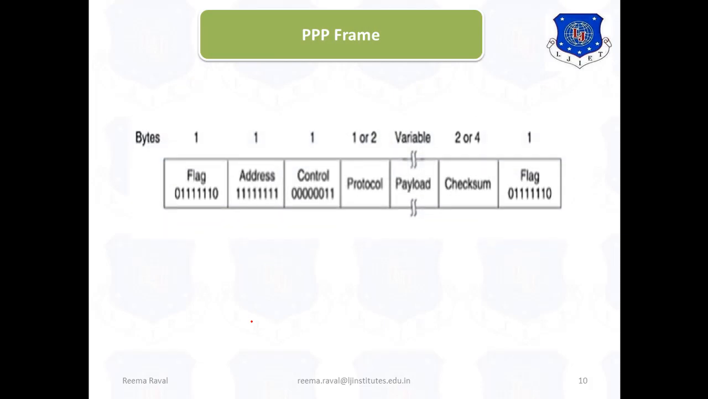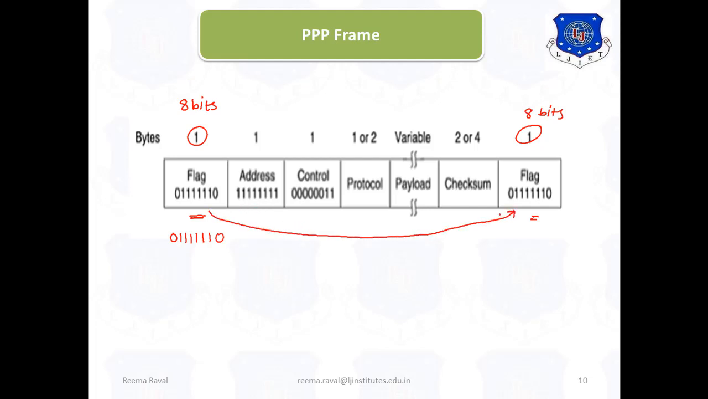Let us see the PPP frame, that is the Point-to-Point Protocol frame structure. In this, as you can see, there are 7 fields. The first field is the flag field, which is of 1 byte, that means you can say 8 bits. And similarly, the last field is also a flag of 1 byte, or else you can say 8 bits. Both have the same flag bit pattern, that is 0, six 1s and then 0, right? So both are equal, which indicates the starting and ending of the frame.